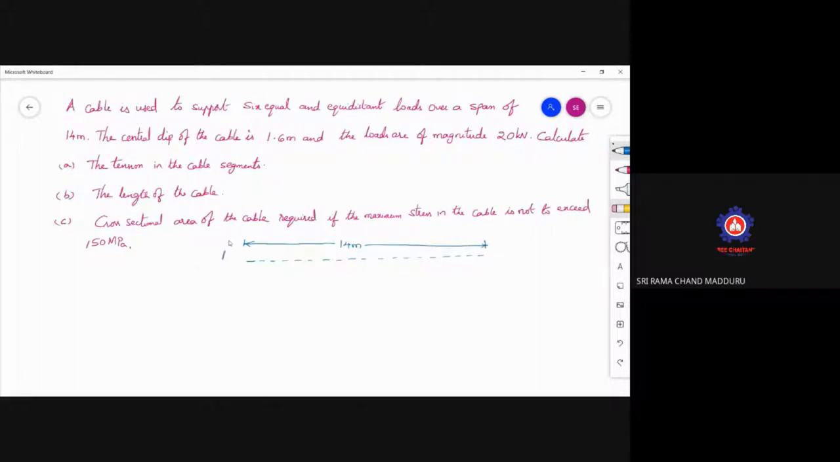This is A, this is B, and this value is BA, this value is BB. Now 6 equidistant loads are acting, so you will be having total 7 parts. Total 7 parts will be there. How am I drawing that? Just see. This is 1, 2, 3. Just I will draw.